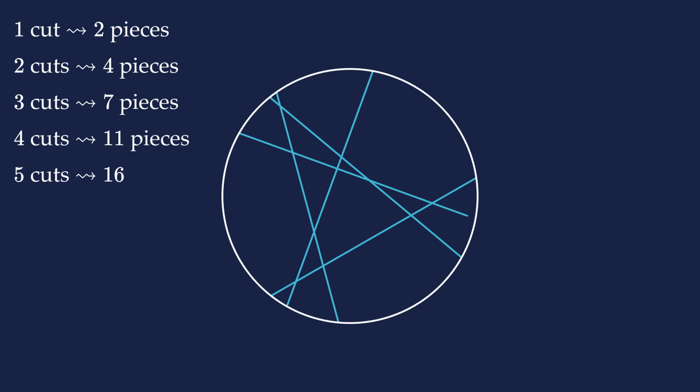Playing around with this quickly makes it clear that avoiding any intersection of previous cuts is the main thing to pay attention to, as that would reduce the number of possible pieces. But it might not be immediately clear how to actually maximize the number of pieces. So let's go through the logic together.